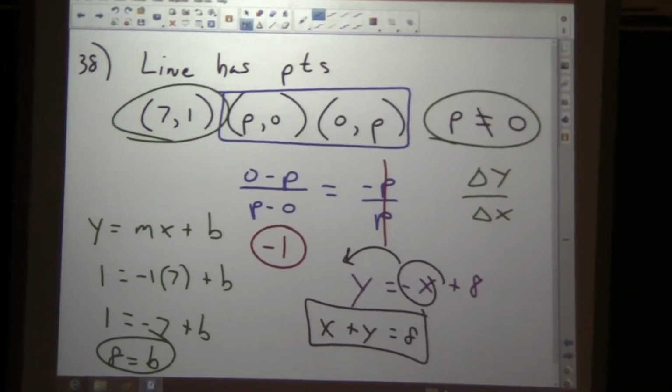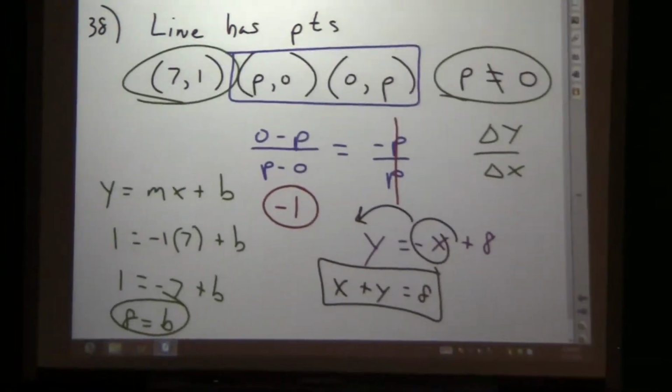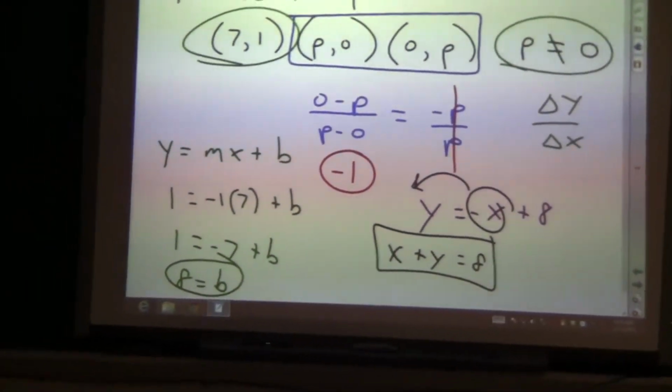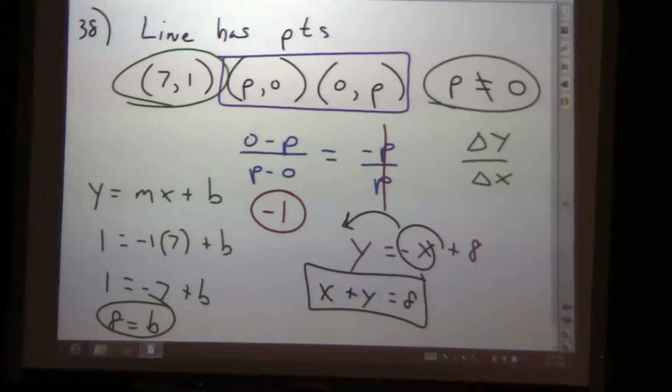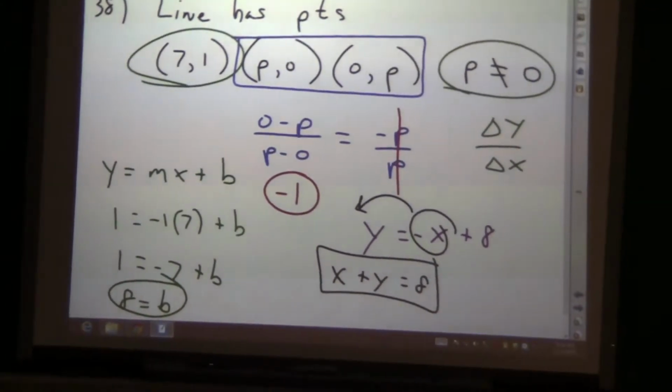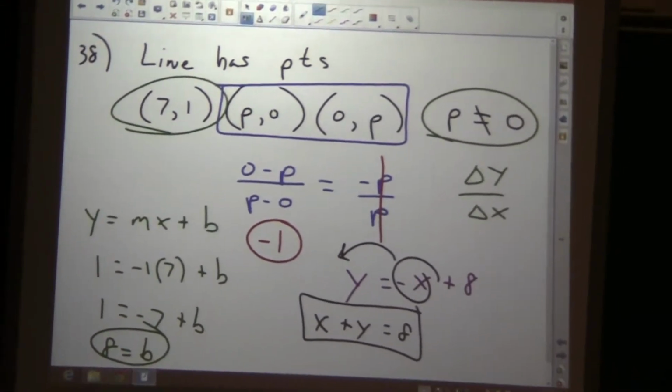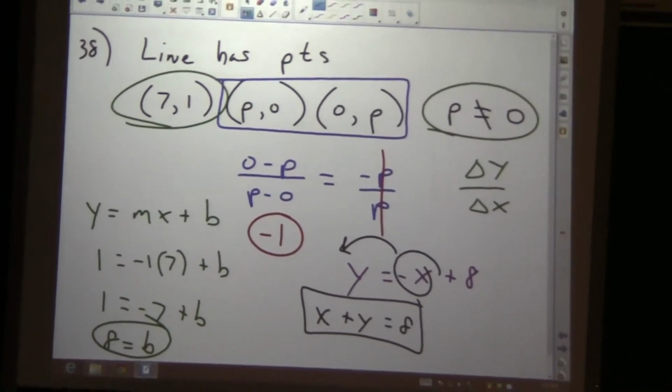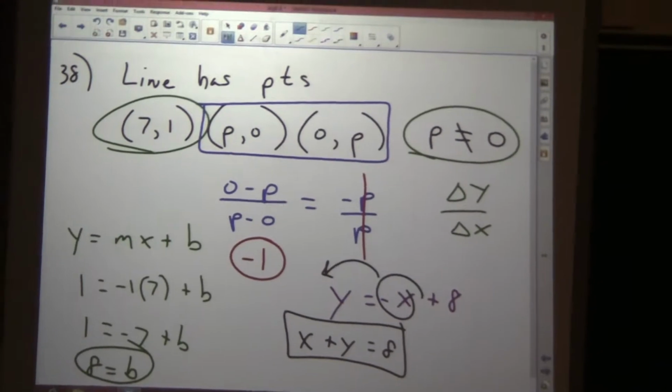How many of you got that one on your own? That was difficult because you had to recognize that I can still find the slope, and it just so happens here that these variables are going to go away. All right? Little tricky.